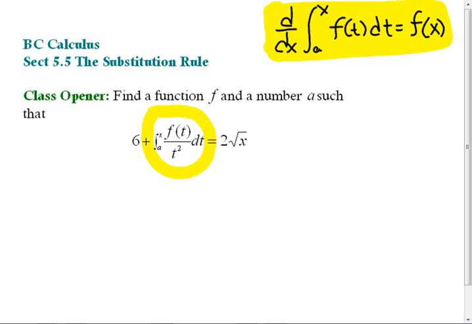Okay, just gave you a little help. I gave you the second fundamental theorem. It's in the yellow up there.